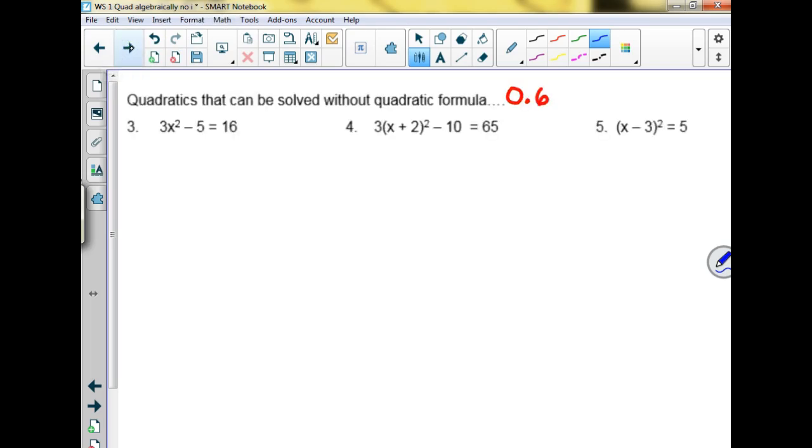All right, so back here, this is 6, and it is solving by square rooting. So what can we do here?